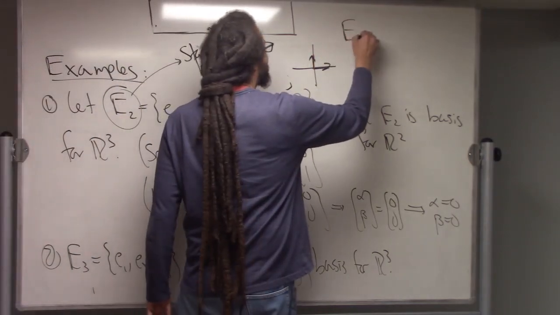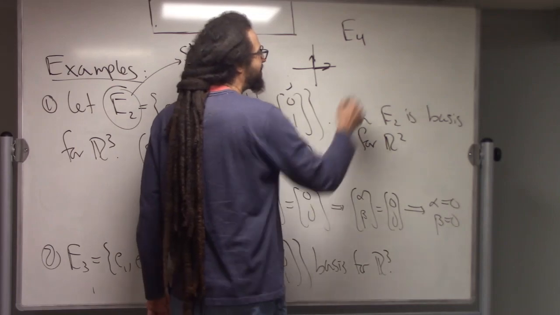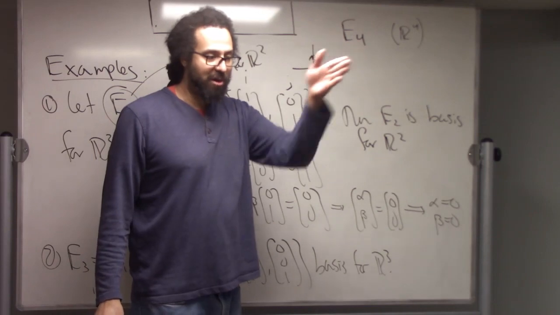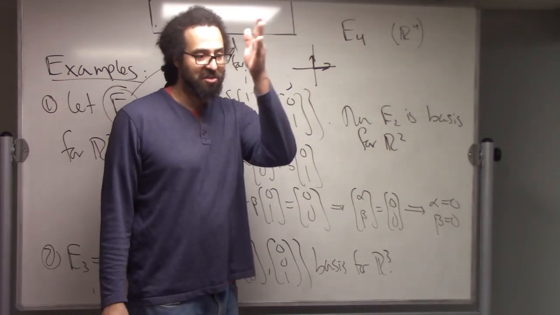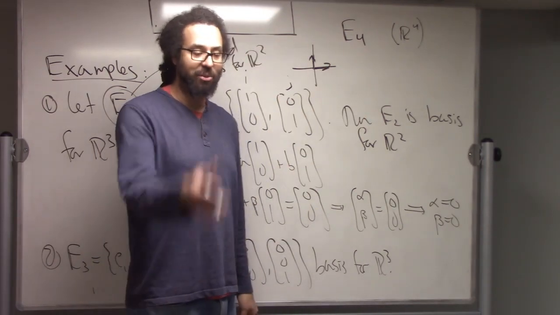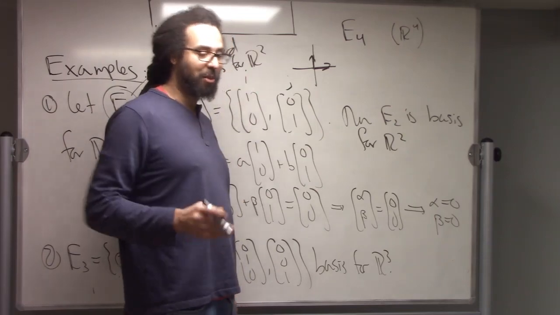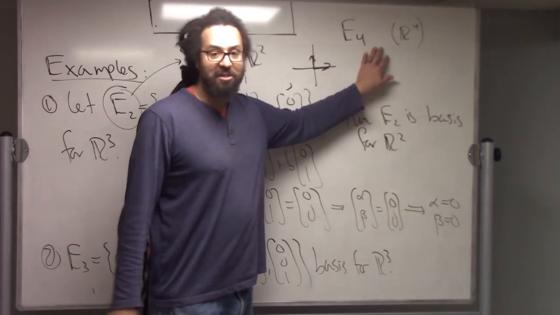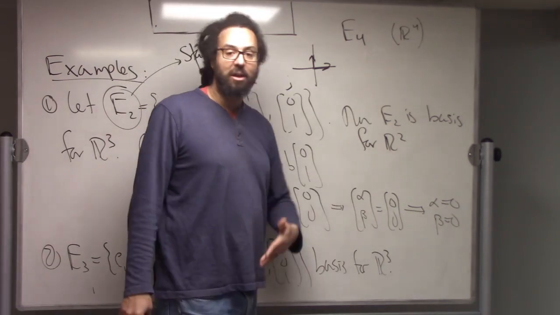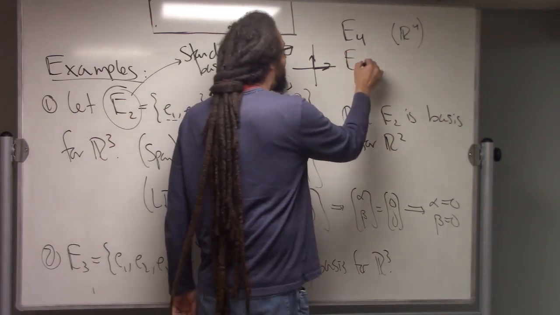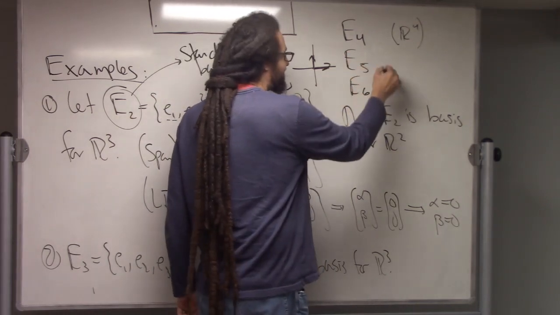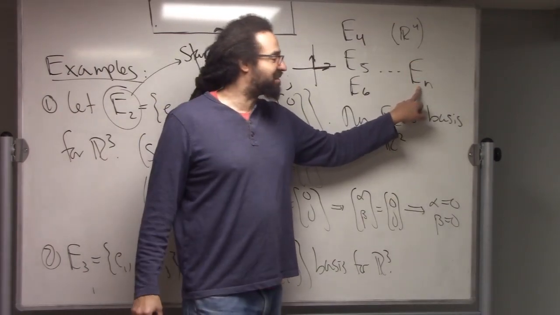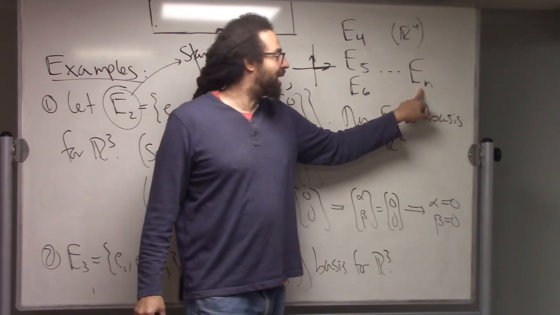You can certainly write down a standard basis for R4. Right, so this is in R4, and what is it? e1 is (1, 0, 0, 0). e2 is (0, 1, 0, 0). e3 is (0, 0, 1, 0). And e4 is (0, 0, 0, 1). So those are the 4 standard basis vectors in R4. And then certainly you can go to R5, R6, and in general, En will be the standard basis for Rn.